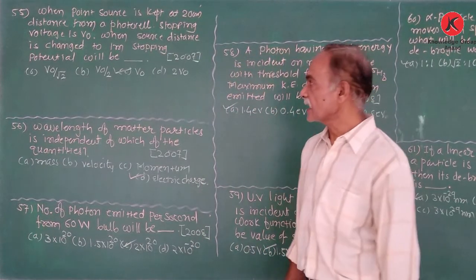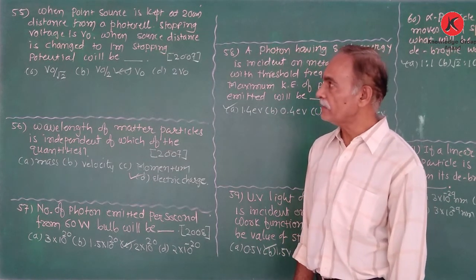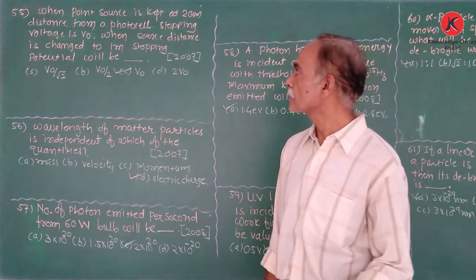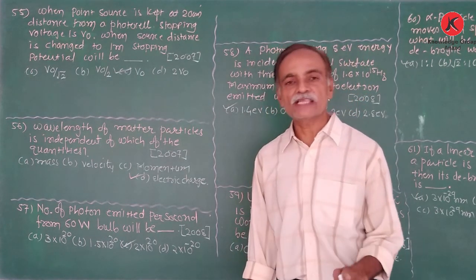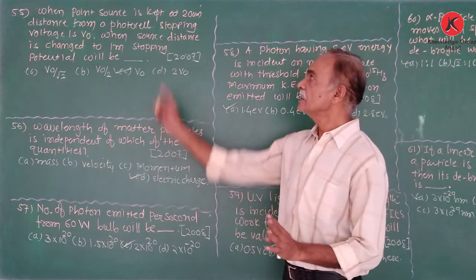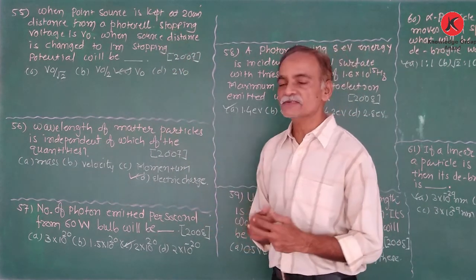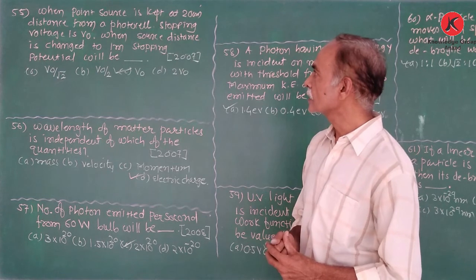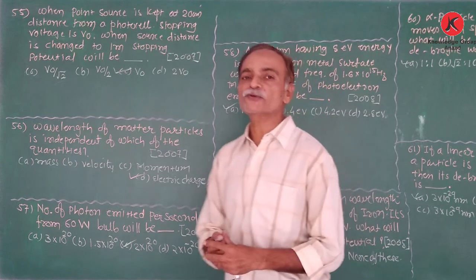Now friends, the next question asked in CBSE 2007. When the point source is kept 2 meters away from a photocell, the stopping voltage is V0. When the source distance is changed to 1 meter, the stopping potential will be? First we keep the source at 2 meter distance from a photosensitive surface of the photocell. At that time the stopping potential is V0. When the source distance is changed to 1 meter, now what is the new stopping potential?